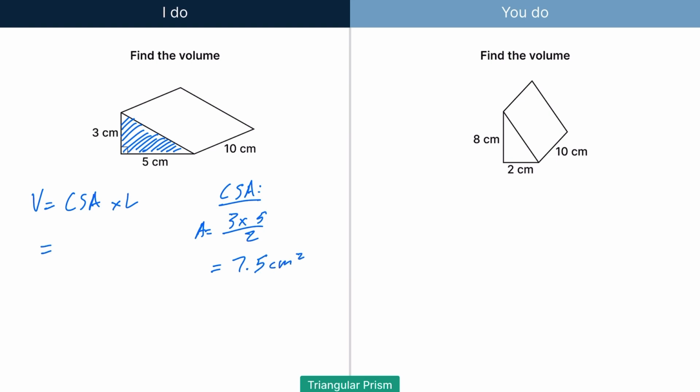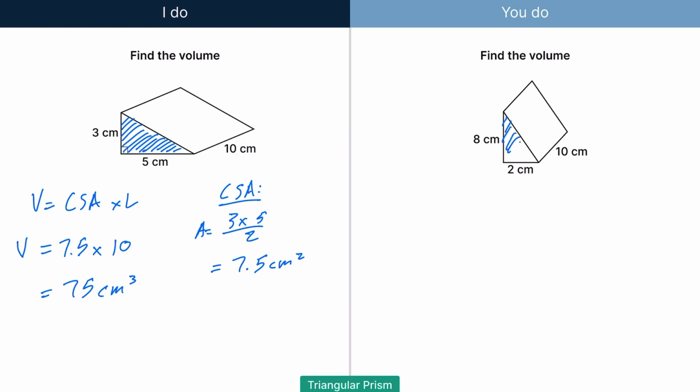So if I come back to this formula, we have volume is 7.5 times length. Now, what is the length of the shape? So that is that length there. It's the direction that we're going to be moving in. So that is going to be times 10. And the answer is going to be 75. Now, careful here with the units. It's centimeters cubed because look, we've got squared there and we've multiplied it by the length. So that becomes cubed. So hopefully you've pressed pause and had a go at the example on the right.